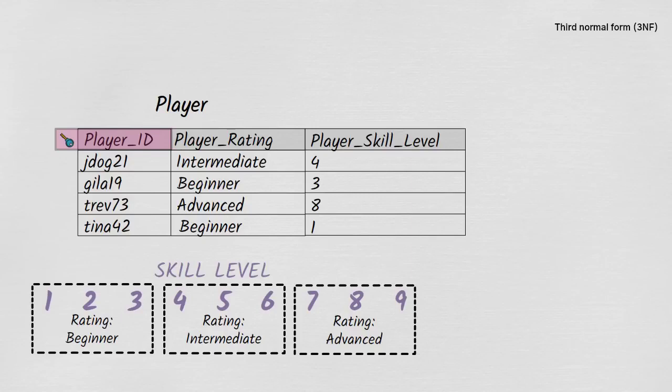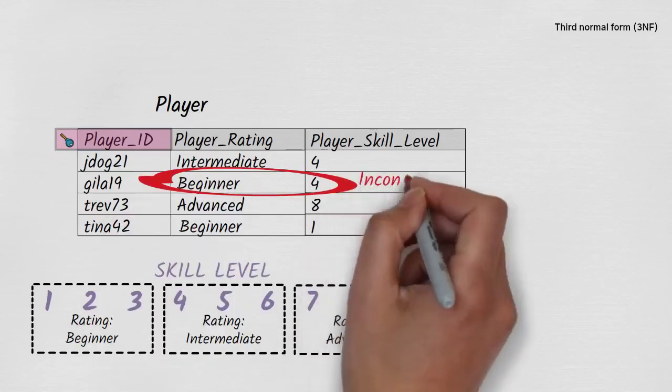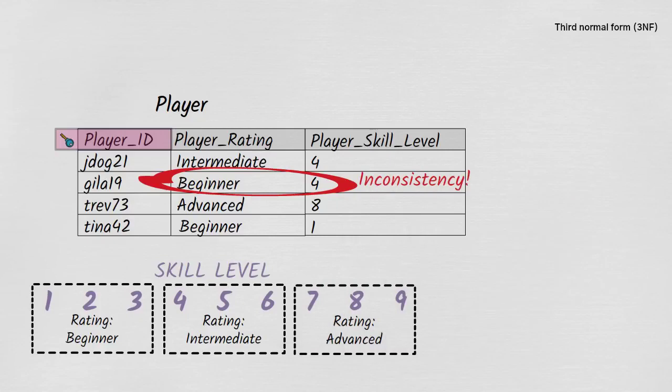If that happens, we'll update her row in the player table to reflect this new skill level. By rights, we should also update her player rating to intermediate, but suppose something goes wrong and we fail to update the player rating. Now we've got a data inconsistency. Gila 19's player rating says she's a beginner, but her player skill level implies she's intermediate. How did the design allow this to happen?